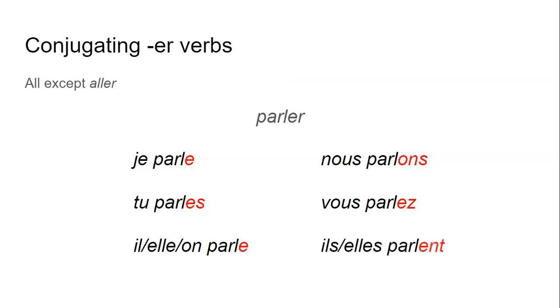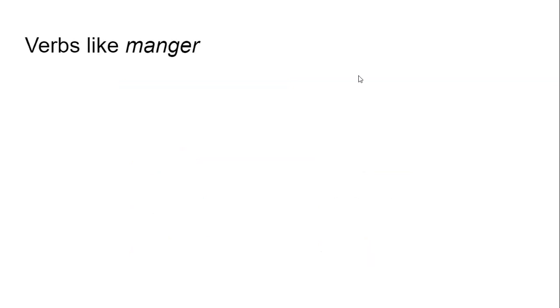And il or elle parle, they speak. Drop off the ER, add ENT. ENT is silent at the end of any verb that ends in ENT. The ENT is silent. Il parle, elle parle. So, je parle, tu parles, il, elle, on parle, nous parlons, vous parlez, il, elle parle. So that is sort of the verb that everybody starts with.